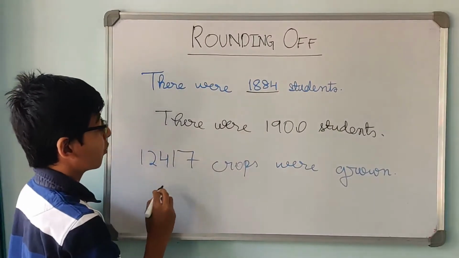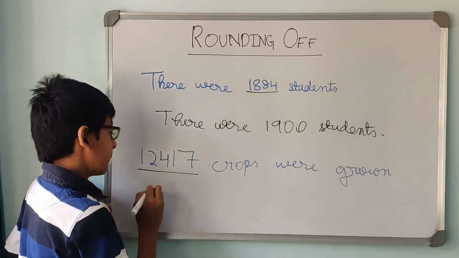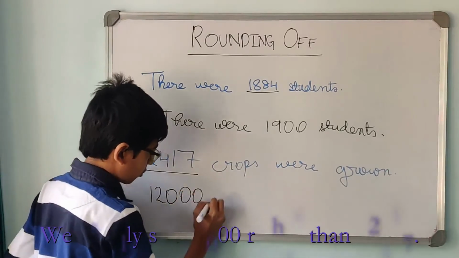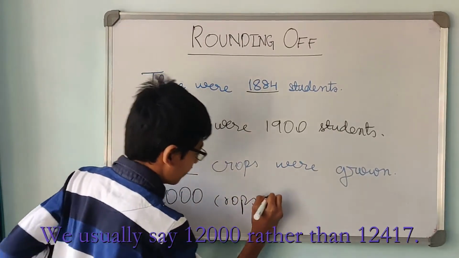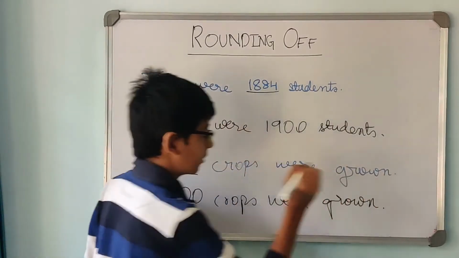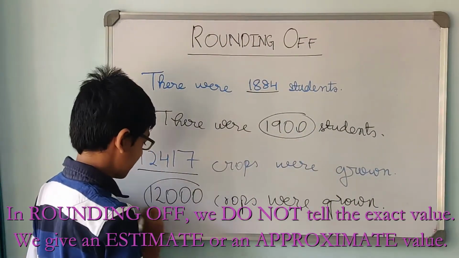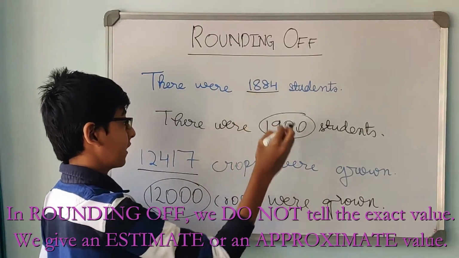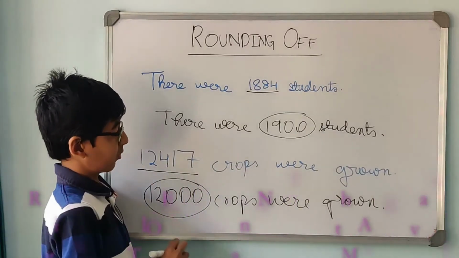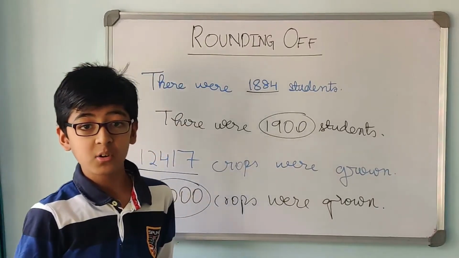Now, 12,417 crops were grown. This is the exact number. But we don't tell the exact number. We usually can say over here that 12,000 crops were grown. So this is what rounding off is all about. In rounding off, we do not tell the exact value. Instead, we give an approximate value. Like 1,884 is written as 1,900 and 12,417 is written as 12,000. So this is what rounding off is all about. Let us understand how we round off.